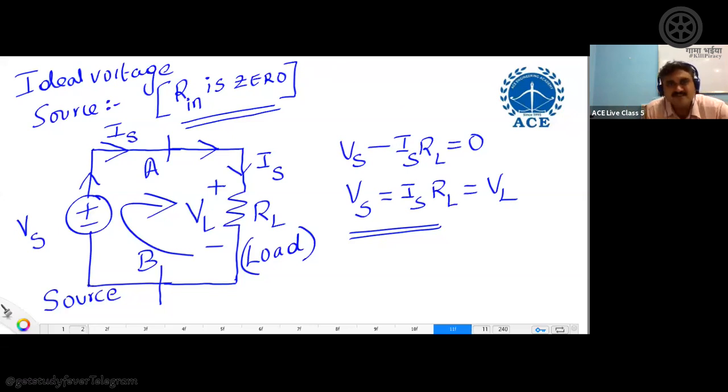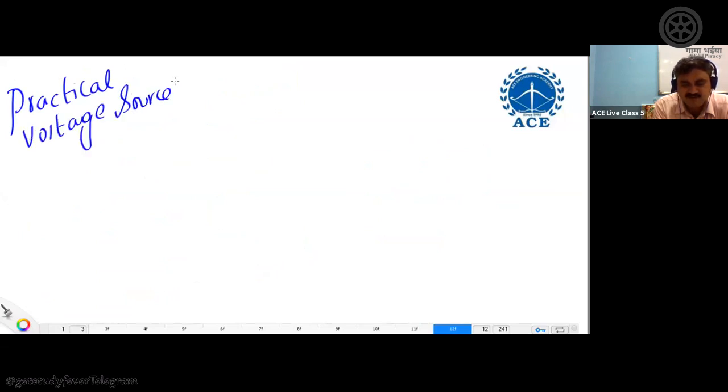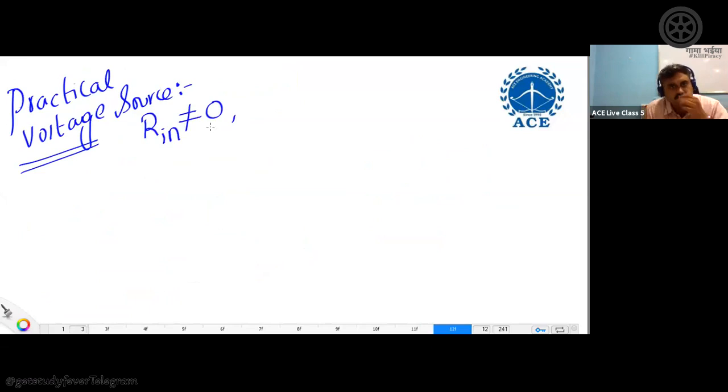Is it clear? Now, next. What do you mean by a practical voltage source, or simply a voltage source? Normally we call it a voltage source, that's all. If you say voltage source, the meaning is it's practical only. So here the value of internal resistance is not 0. It will have some value. Some value should be there. It is not 0.